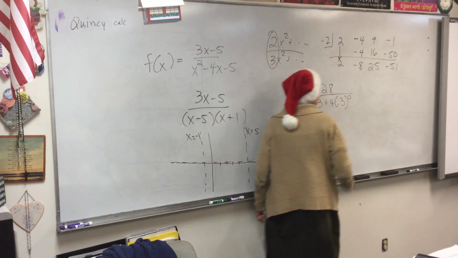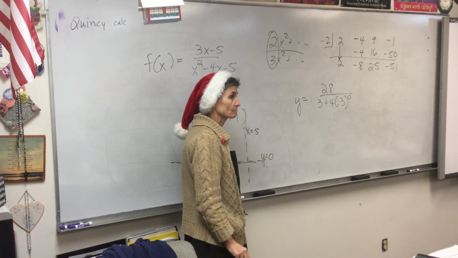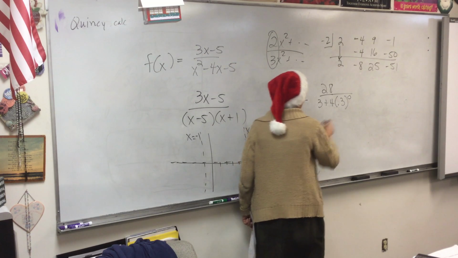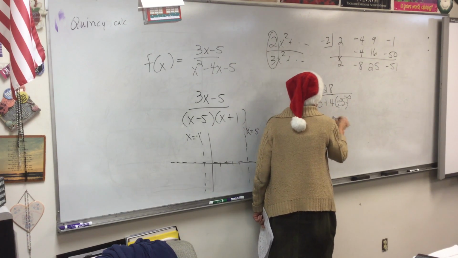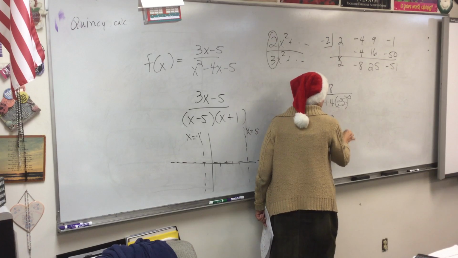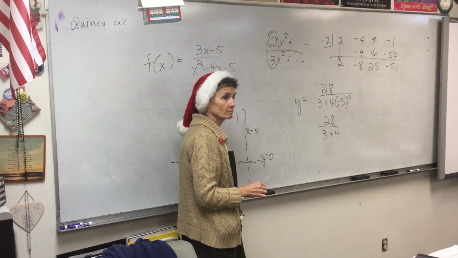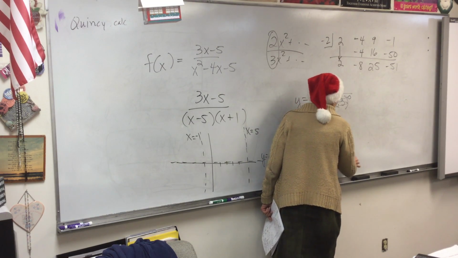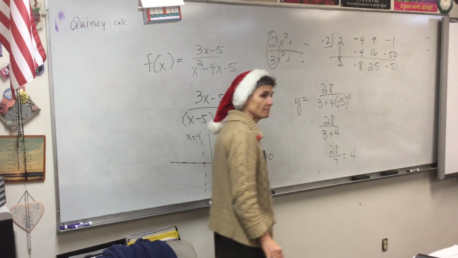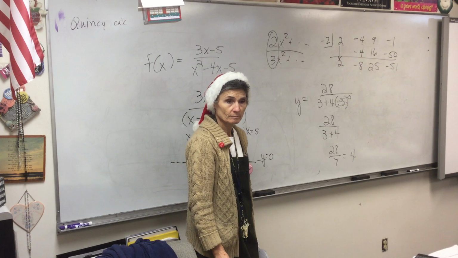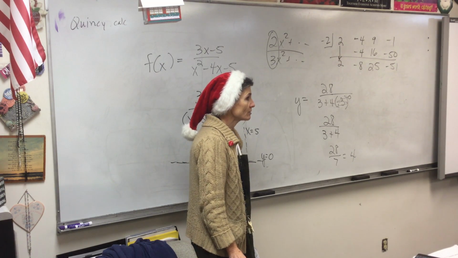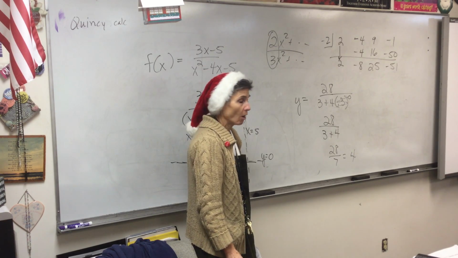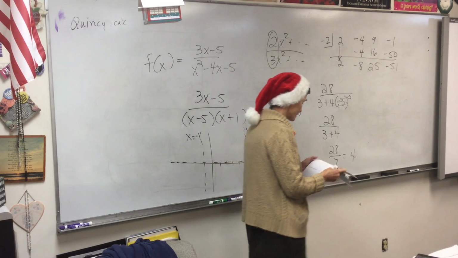Okay, so tell me about that. What is 0.3 to the 0? 1. So that's just 1. So I have 28 over 3 plus 4. 3 plus 4 is 7. So I have 28 over 7. So the y-intercept is 4. How do I find a y-intercept? I let x be 0. Always, always, always. There you go.